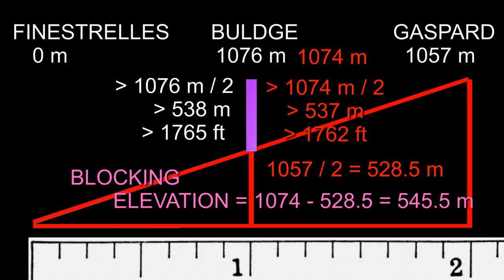I would also like to note that my original final calculation in the white letters on the left side of the graph shows that my original estimate of greater than 538 meters was actually very conservative. The actual blocked elevation is 7.5 meters higher than my original estimate.